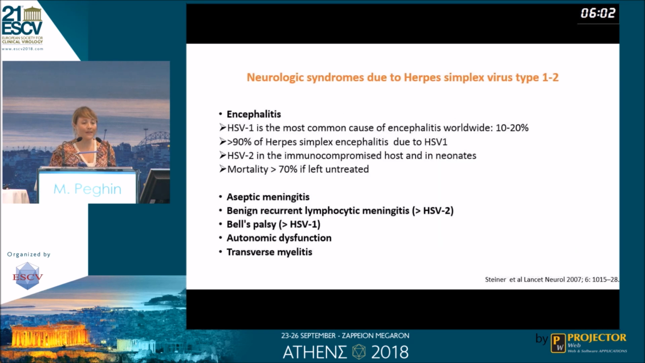Herpes 1 is well known as the main cause of encephalitis worldwide, and has also been associated with other neurological peripheral diseases, mainly Bell's palsy. Herpes 2 can produce encephalitis mainly in immunocompromised hosts and in neonates, and has also been associated with recurrent meningitis. And we all know that encephalitis, if not diagnosed, can produce a very high mortality, above 70%.